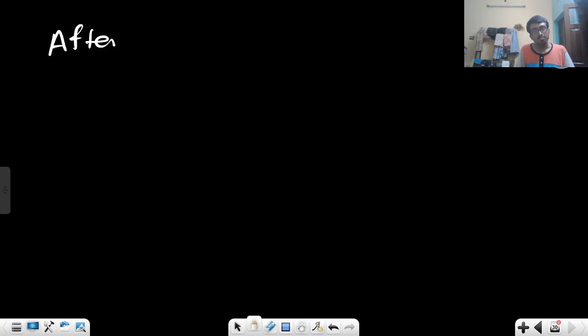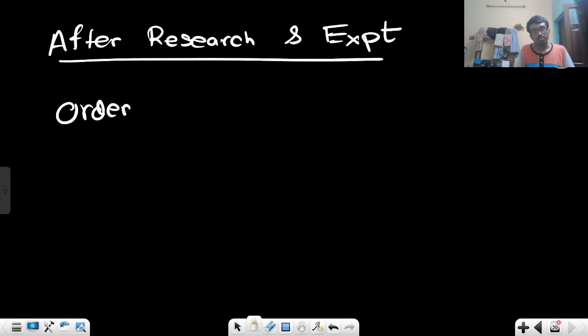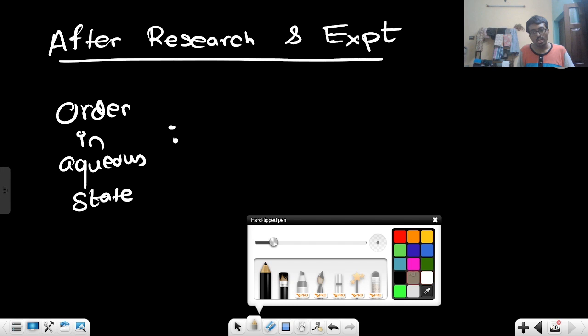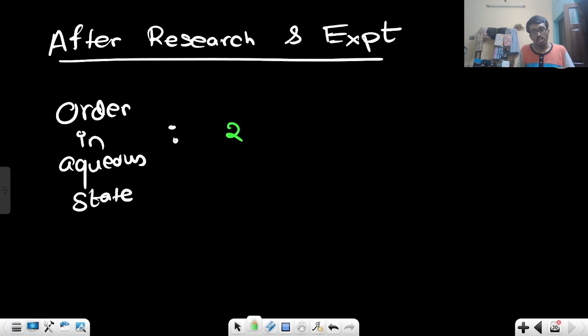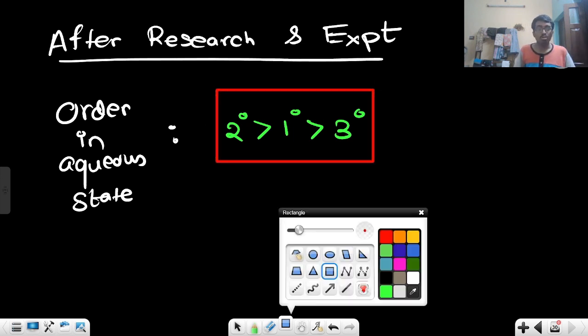After research and experiment, the order in aqueous state has been concluded as 2 degree greater than 1 degree greater than 3 degree. This is the concluded statement. Very, very important. 2 degree greater than 1 degree greater than 3 degree.